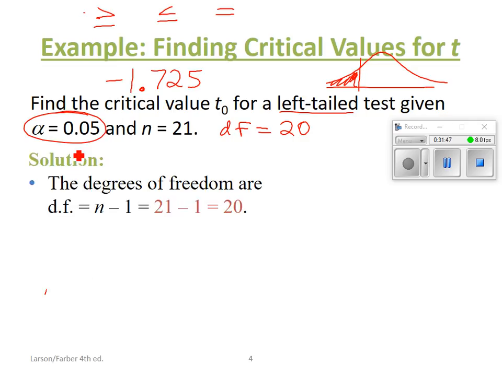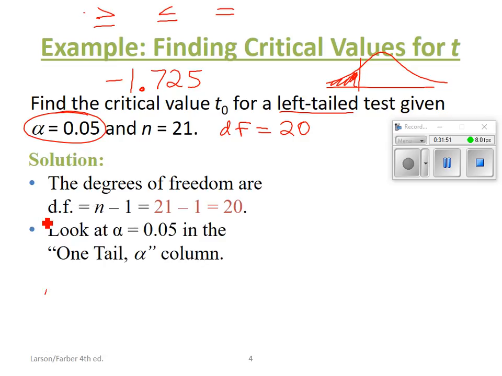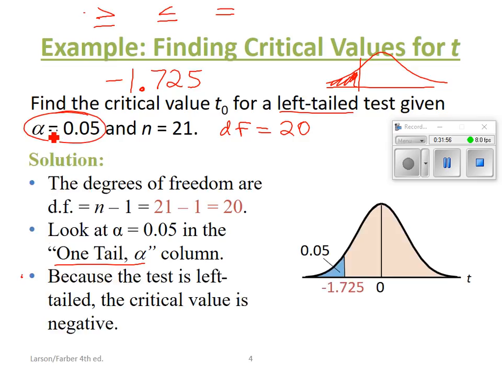See if we did it right. One tail with the alpha. Negative 1.725. Remember that 0.05 is your area there. That's your area. And the negative 1.725 is your actual t-score. That's your critical value. That's this line right here.